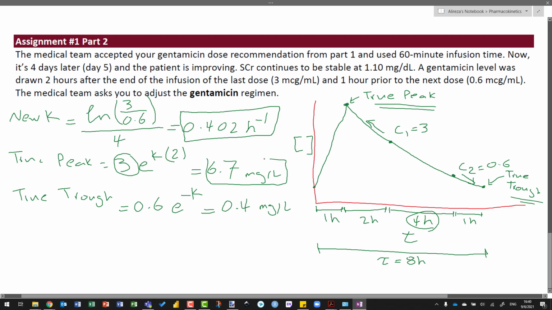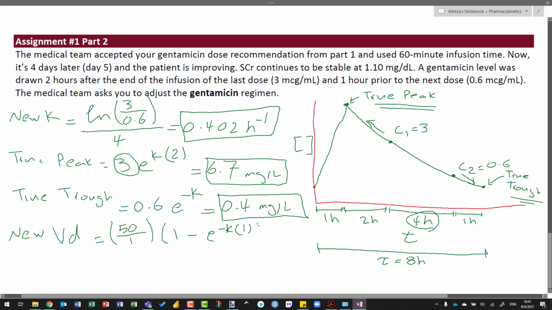And we use these two numbers to calculate a new volume of distribution. So the new volume of distribution equals basically the dose that we gave, 50 milligram over 1 hour, and then 1 minus e to the negative, this is the new k, so make sure you use this new k now. That's why this is a new volume of distribution, we're using a new k. And then we have time of infusion 1 hour.